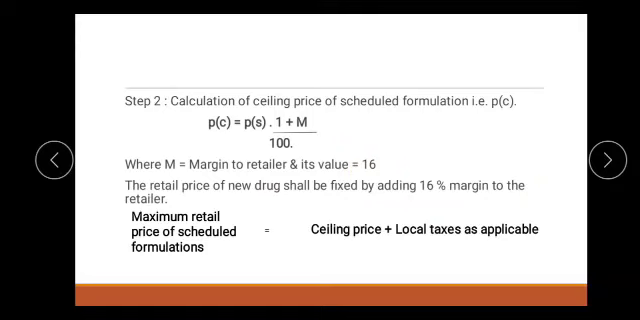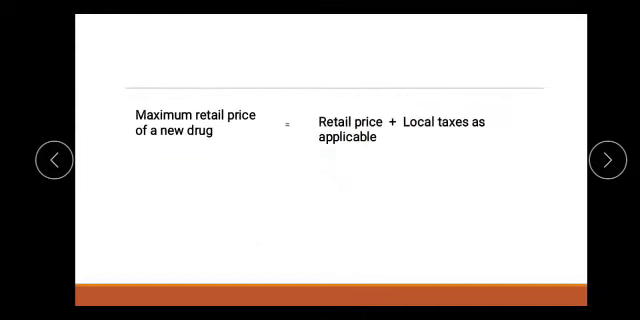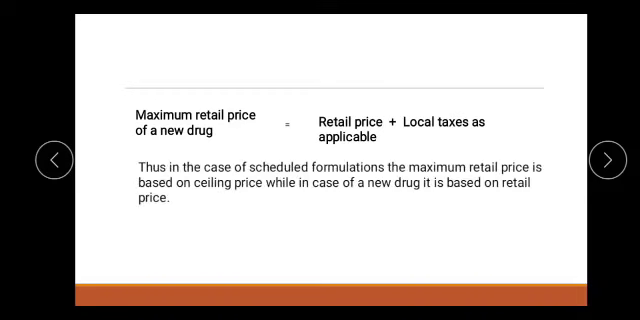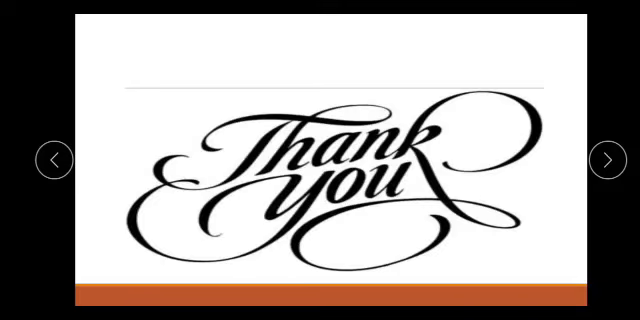Next formula, maximum retail price of scheduled formulations is equal to selling price plus local taxes as applicable. Next formula, maximum retail price of new drugs is equal to retail price applicable plus local taxes as applicable. Thus, in the case of scheduled formulations, the maximum retail price is based on selling price, while in the case of new drugs, it is based on retail price. Thank you.